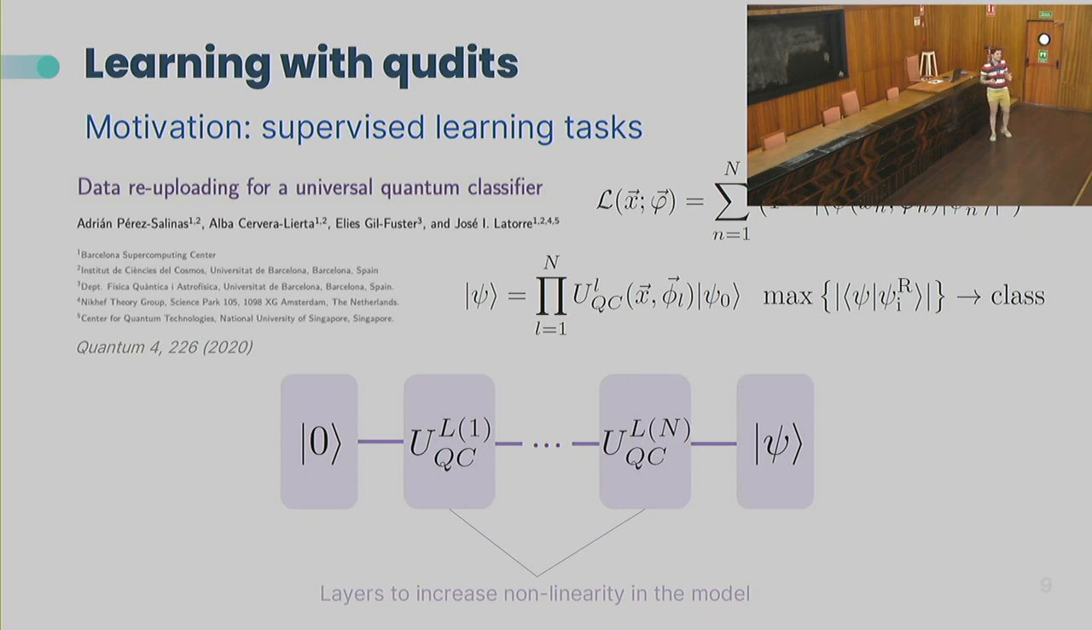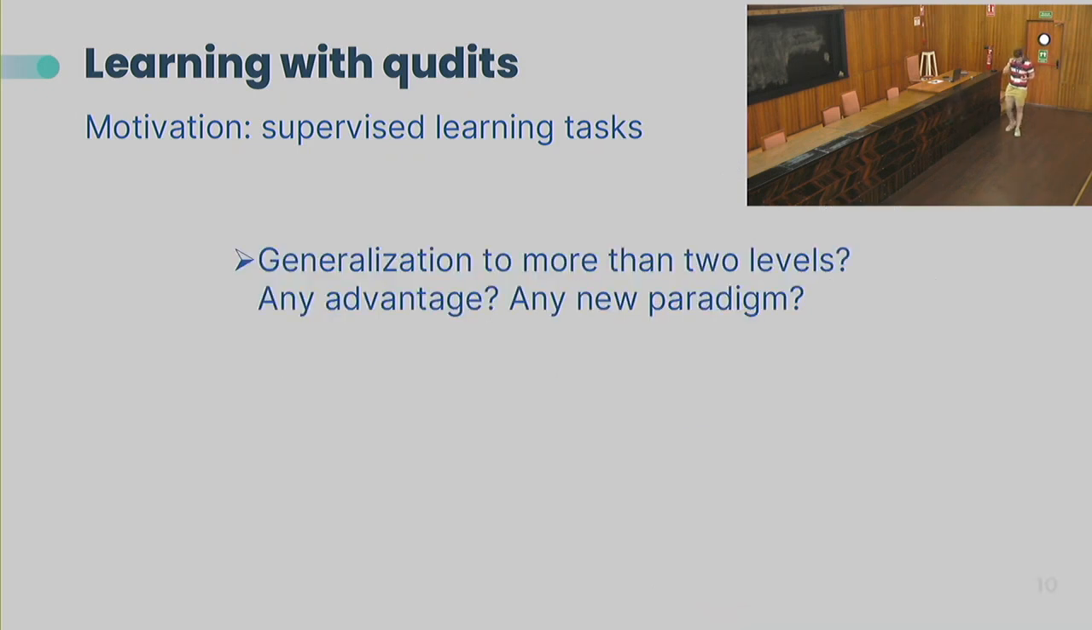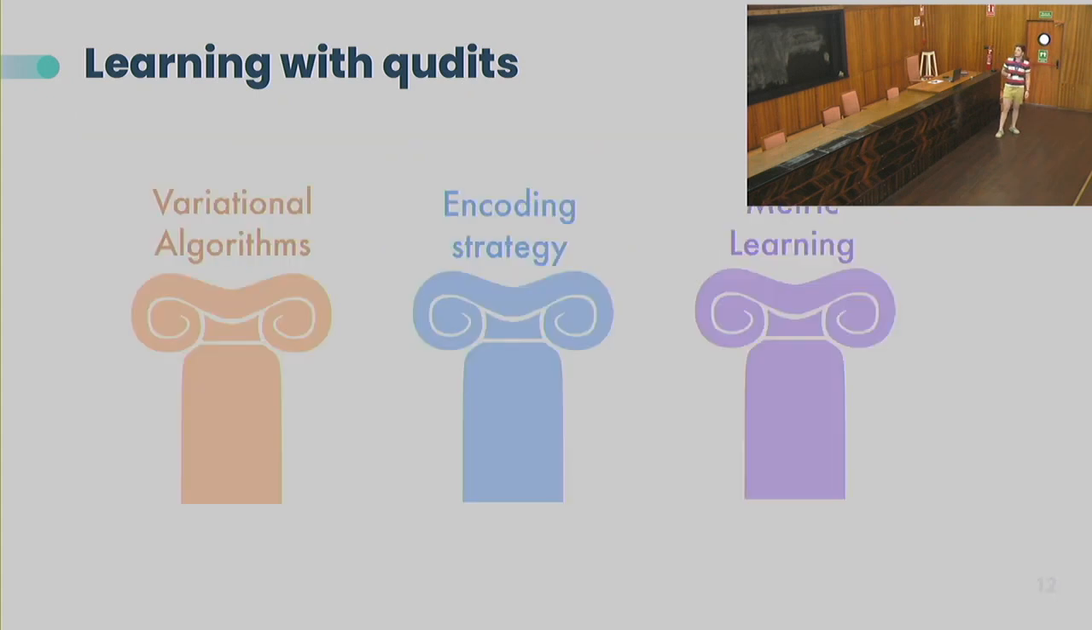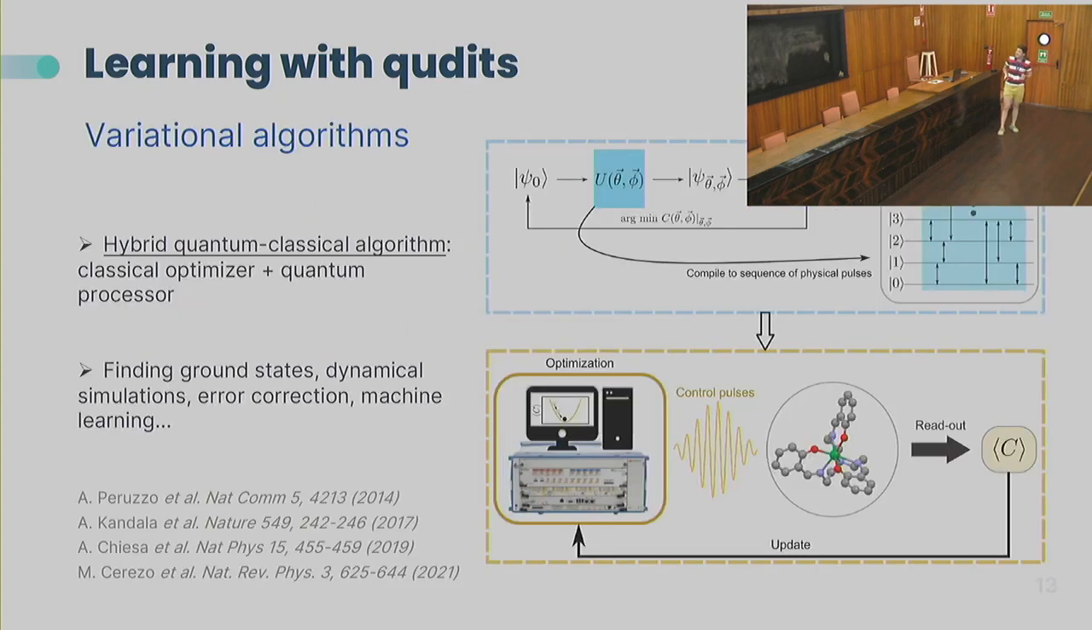The simplest quantum system we can think of is a two-level system, a qubit, for which Alba explained before that it suffices, in the sense that a single qubit is a universal classifier and a universal approximant. So we ask ourselves if adding more levels poses any advantage. And also we try to answer what the model is really learning, or what it means to learn in this case. For this, we are going to use three main tools: variational algorithms, an encoding strategy, and metric learning.